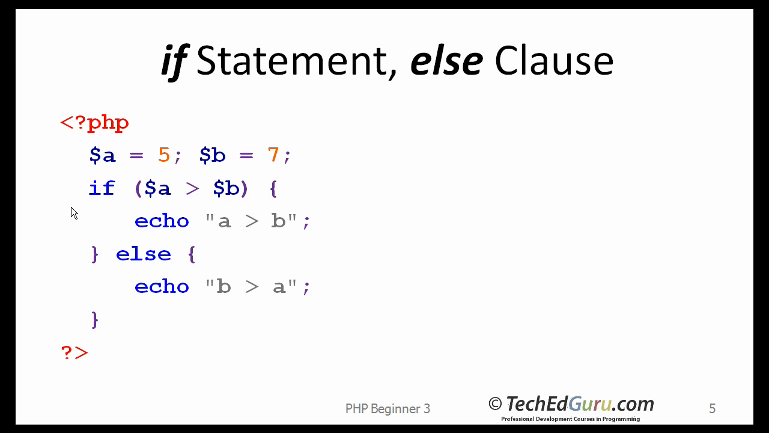Here is another example using an else clause, a little more efficient. What you are asking is that if A is greater than B, then you are going to print this statement. Otherwise, for all other conditions, you are going to print this statement. So there is an if followed by an else.